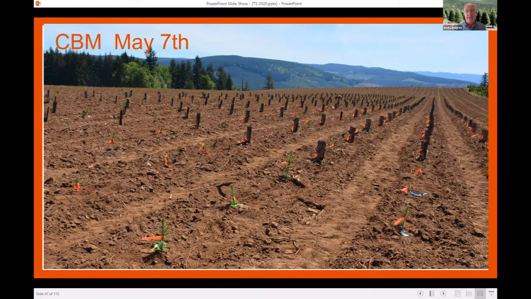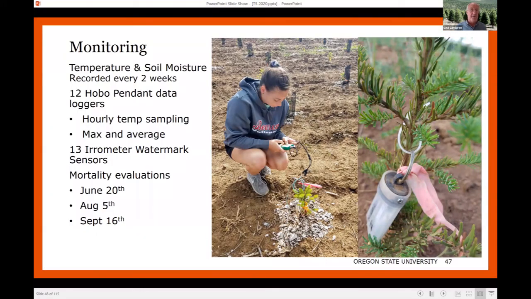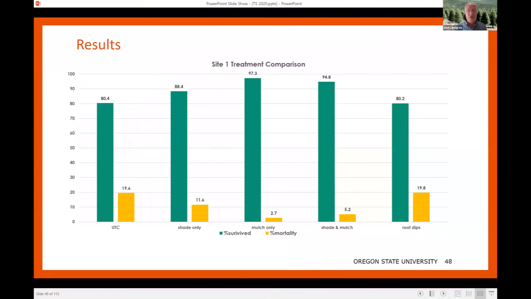We also had the sites set up so that if we were going to add a treatment where we irrigated the trees or had water applied to the site, we could if we needed it. We did moisture monitoring in the soil, recording moisture levels every 2 weeks. We monitored temperatures, and we did 3 mortality evaluations. Long story short, these are the results.